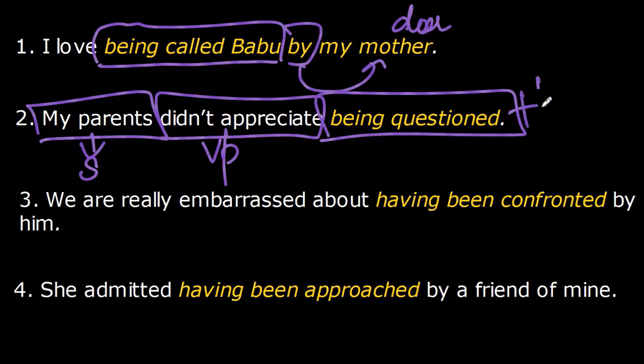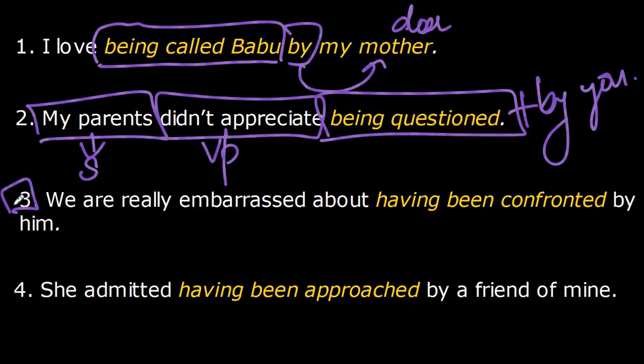You can add the doer of the action as well if you want. My parents did not appreciate being questioned by you. You can say that. Or my parents did not appreciate that they were questioned. My parents did not appreciate that you questioned them. Something like this can also be said. Okay. Third example, in the perfect gerund form.